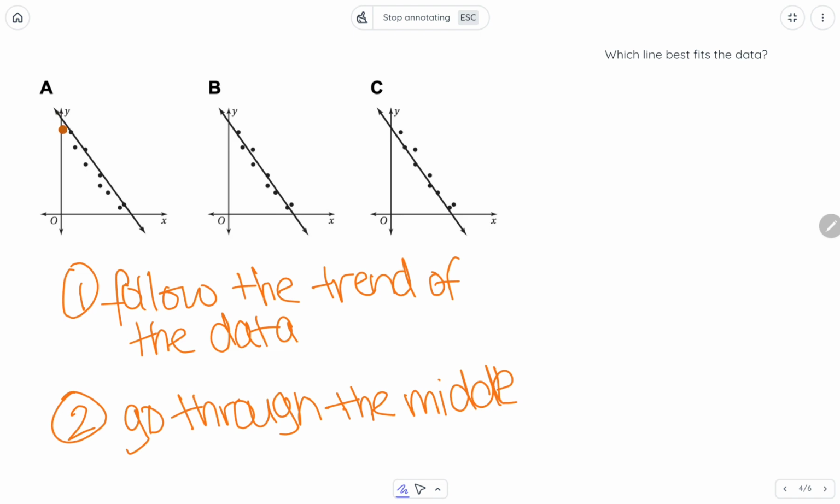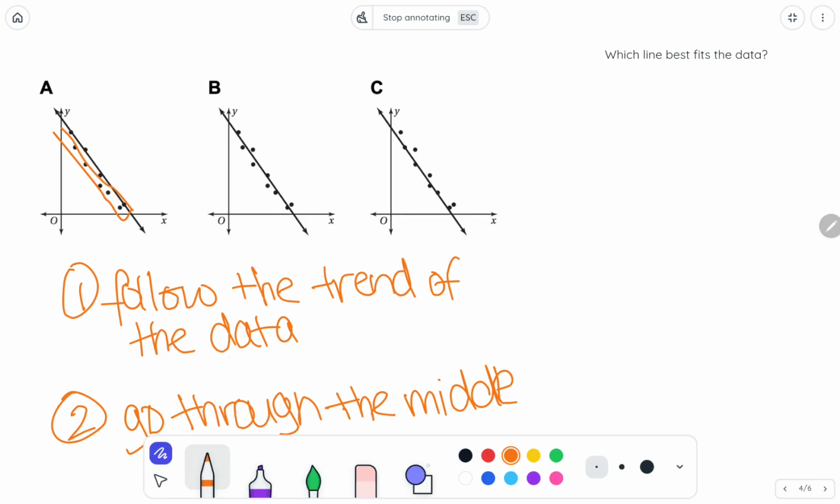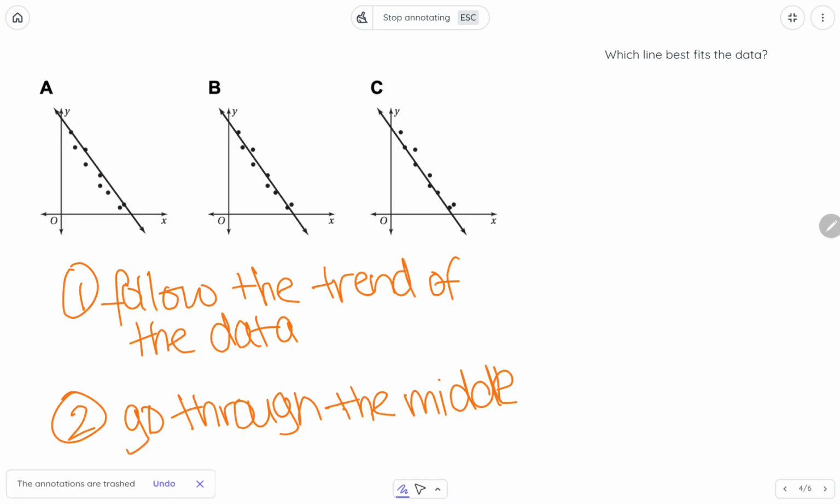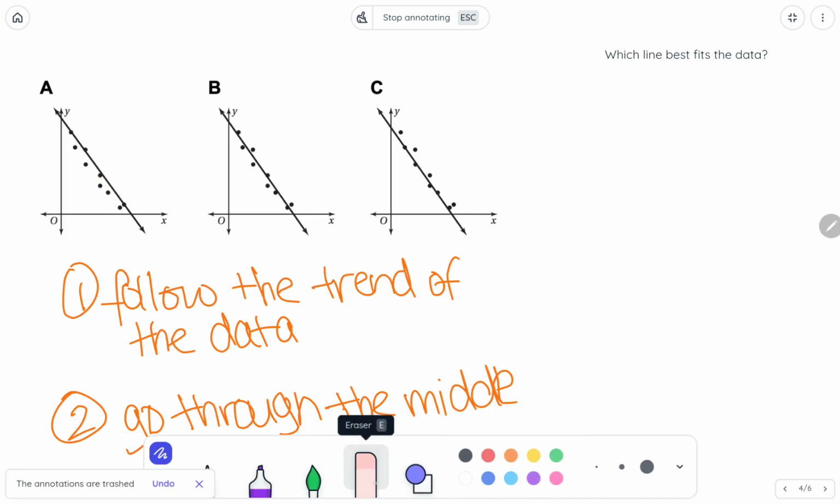So if we imagine like a box. Oop, that was a terrible box. Can I undo that? No, I think I have to erase it. So if we imagine a box, try to be a little bit more accurate here.